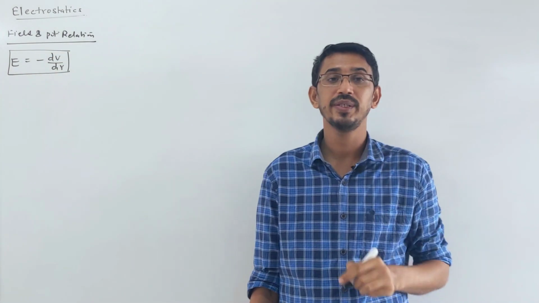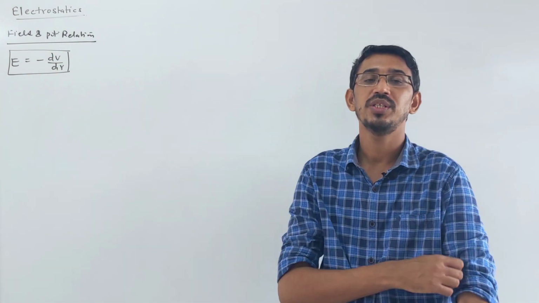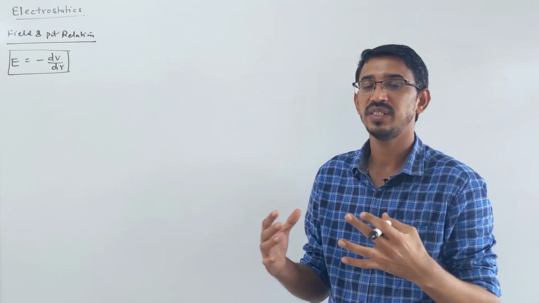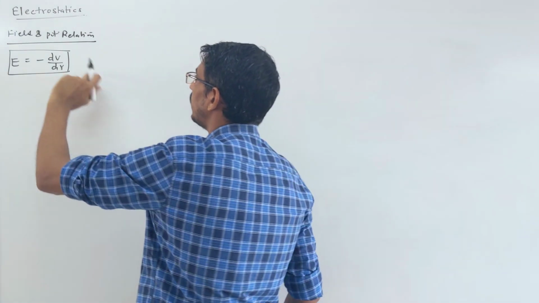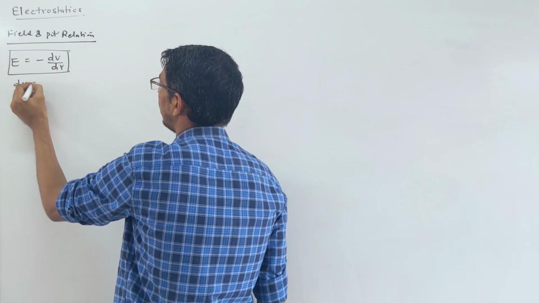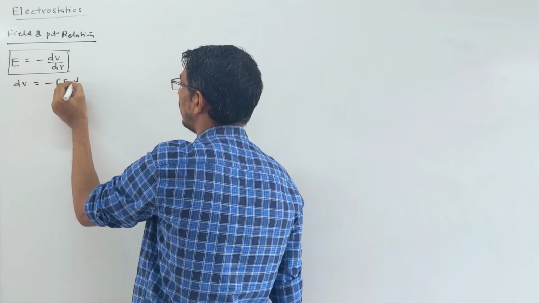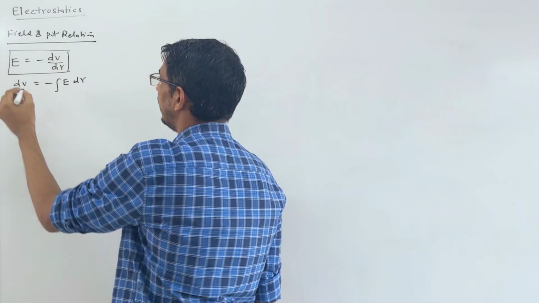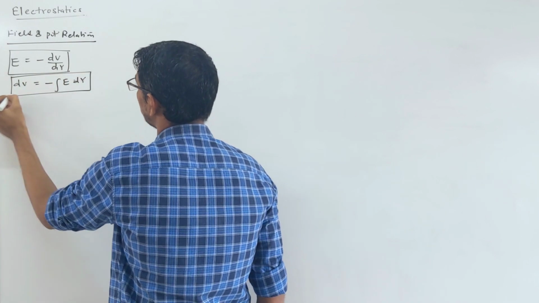Electric field is equal to what? Negative potential gradient, potential change by distance, right? Or if you want to write potential, then you can write the integration of electric field over the given length, right? That way also. Most of the time they ask in this format only.